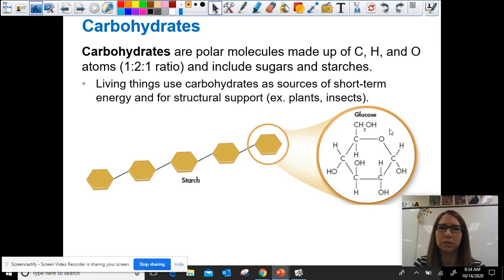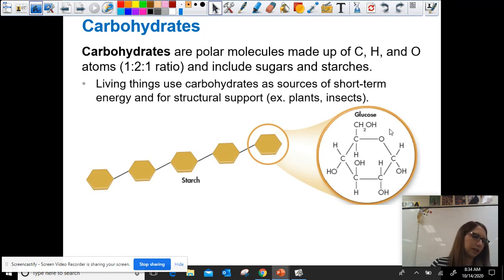Living things use carbs primarily for 2 purposes, either for short-term energy or for structural support. We can also store energy for a small window of time in the form of large carbohydrates, but for the most part, carbs can't store energy longer than about a day, 24, maybe 36 hours. That's about as far as you're going to get, okay?